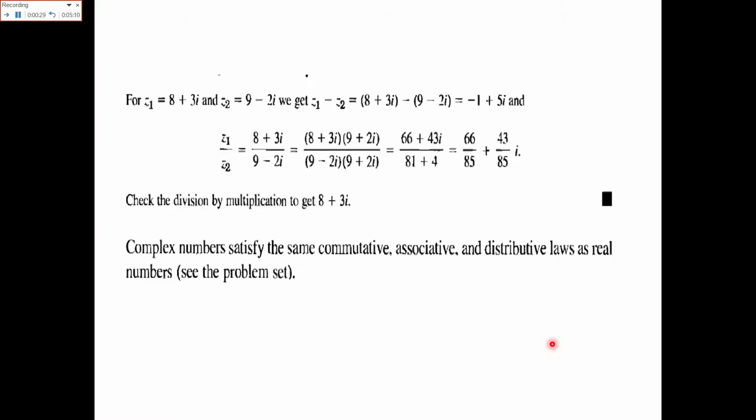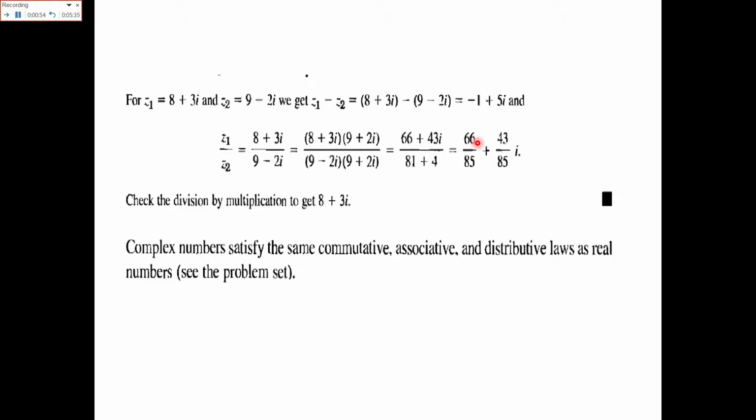Similarly, you have to divide these two. So what you will do, you will multiply and divide with the denominator's conjugate, that would be 9 plus 2 iota. Then you will simplify it, and after that you will get the denominator that would be free from iota. So this is the real part, 66 over 85, plus 43 over 85 iota, which is the imaginary part.